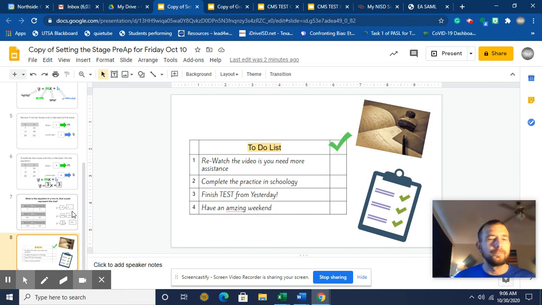And then, actually, I'm going to attach. We're going to go look at the assignment. Sorry. Then make sure that you haven't finished your test if you have not.